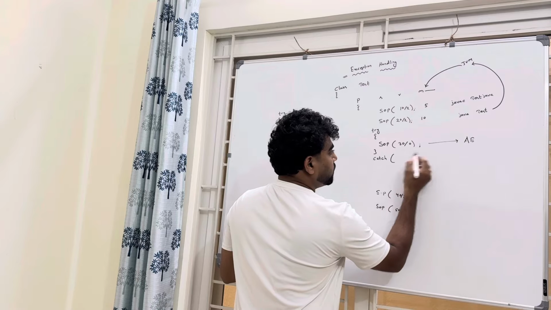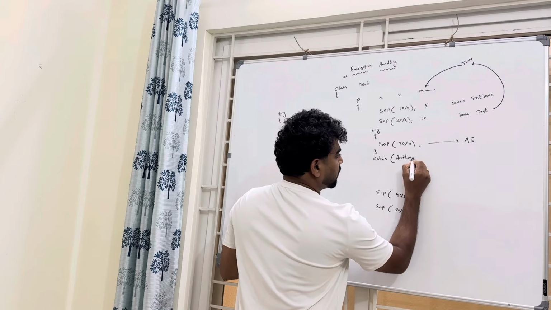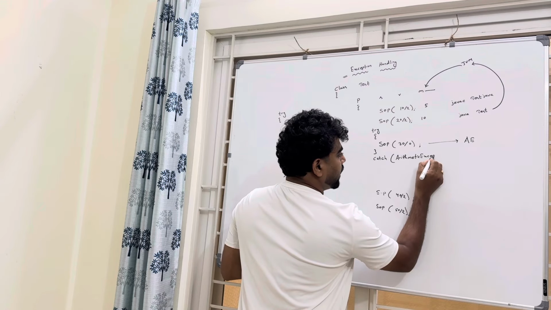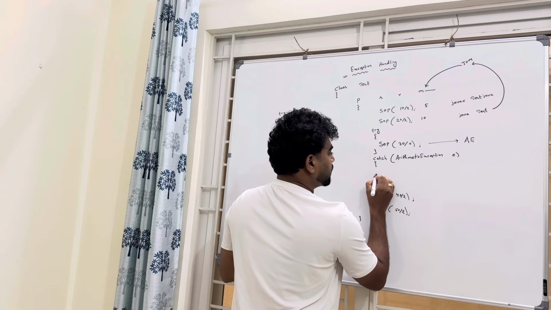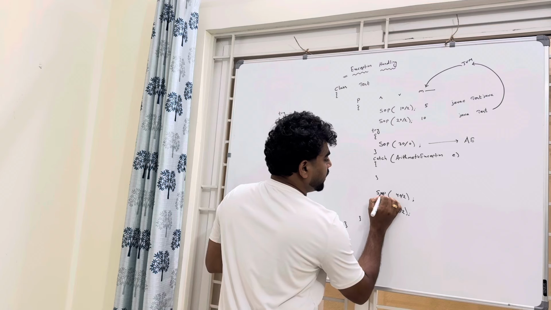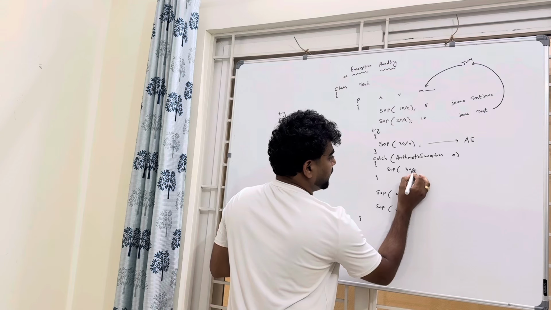Catch of which exception are you getting? Arithmetic exception, ArithmeticException e. Then here itself you can write the handling logic. Any piece of code you can write; let's say I'm writing here 30 by 2.